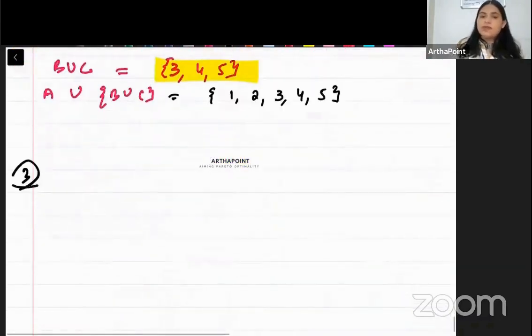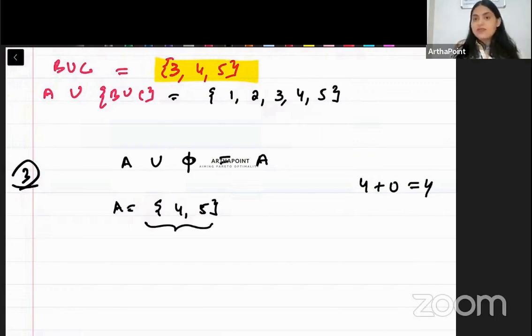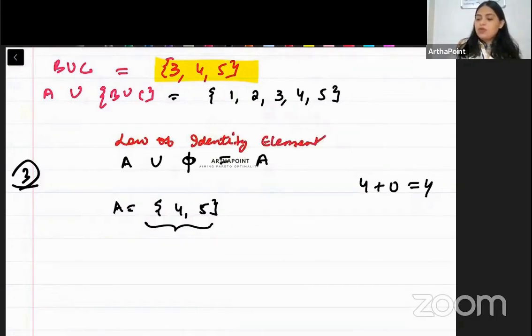Okay, come to the third one. A union with the null set. So beta, suppose A is 4 and 5. Its union with the null set. Null means it is empty. So beta, it will be A itself. A plus, it's like this. 4 plus 0 will be 4 itself. No? So union of something with the null set is that itself. So beta, this is called as law of identity element. Law of identity element. Clear?